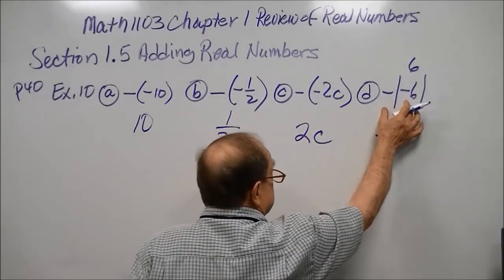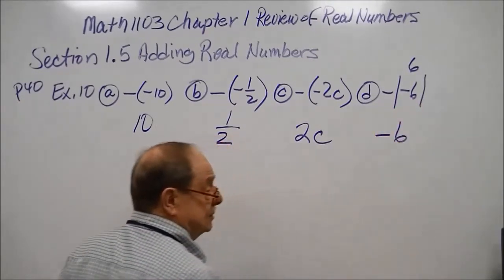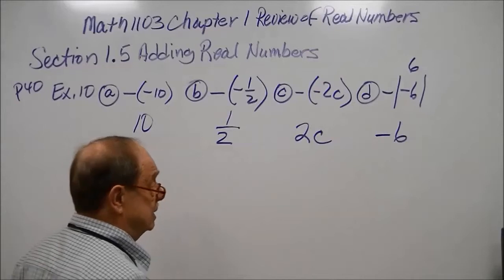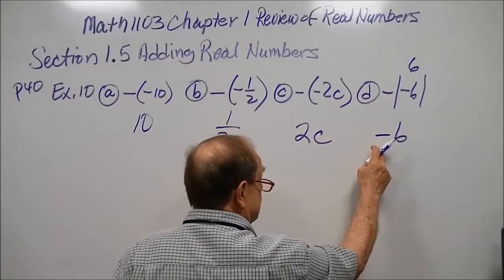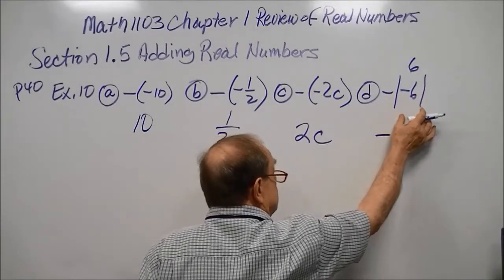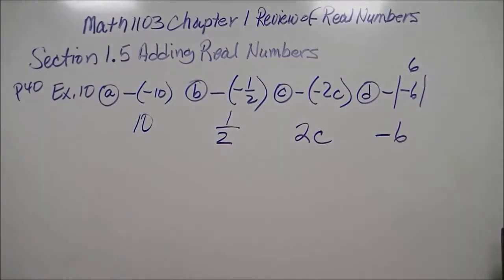So this will be a trick sometime, be careful, because you see the absolute value sign, you say, well, that's always going to be positive. But if the negative sign is on the outside, that's when you apply it after you do this operation of absolute value.